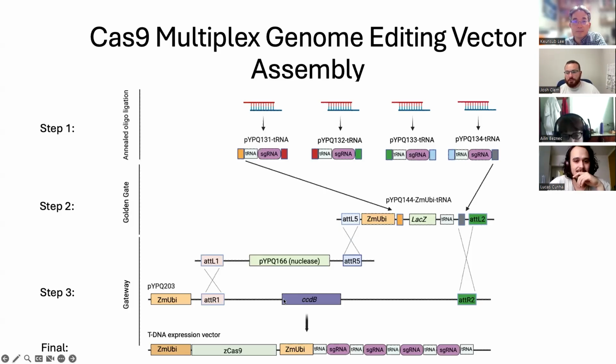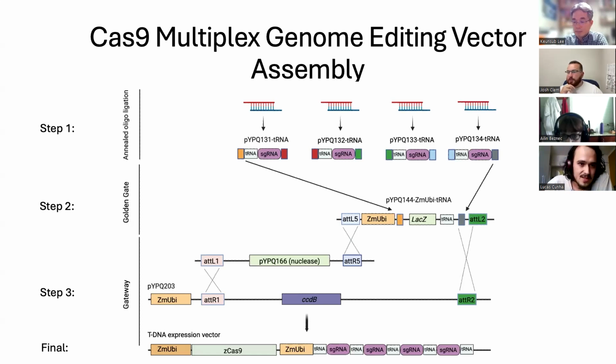And then we include the ccdB for this multi-site Gateway reaction, where we include a destination vector harboring the T-DNA backbone, the nuclease vector, and the Golden Gate product guide RNA vector. So basically the Golden Gate product goes into our Gateway reaction after it's done. Okay, I'll take a look at that system. In this system, you have to have one backbone for each gRNA, right? Because here in Brazil it's quite expensive to import the backbones.